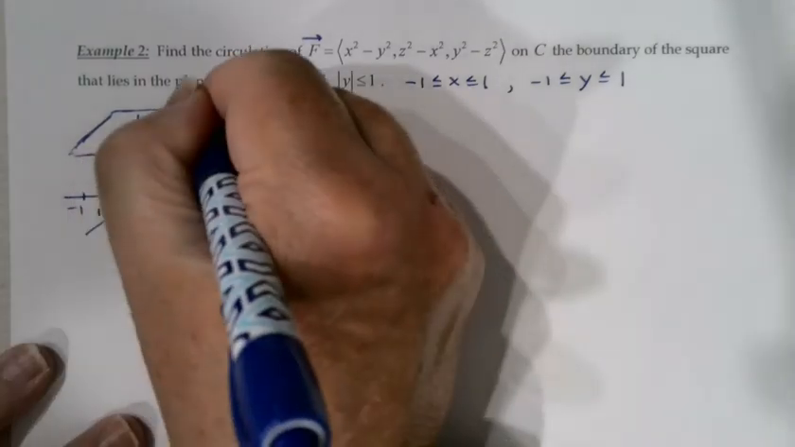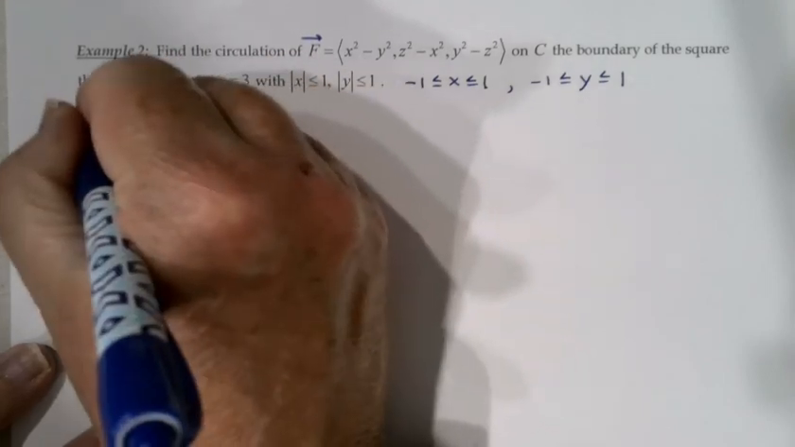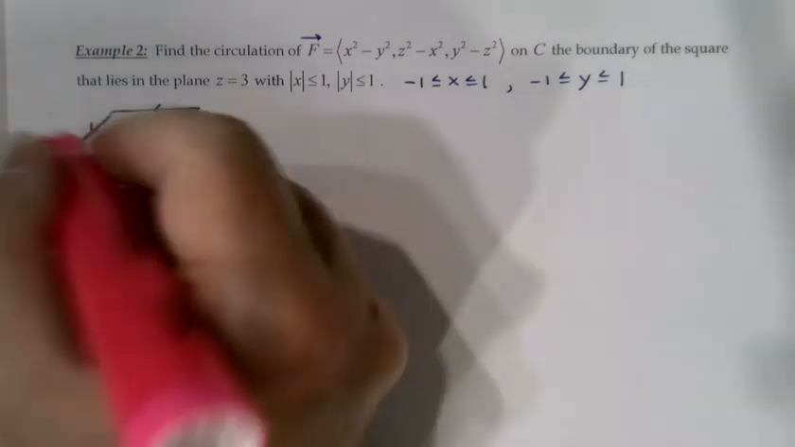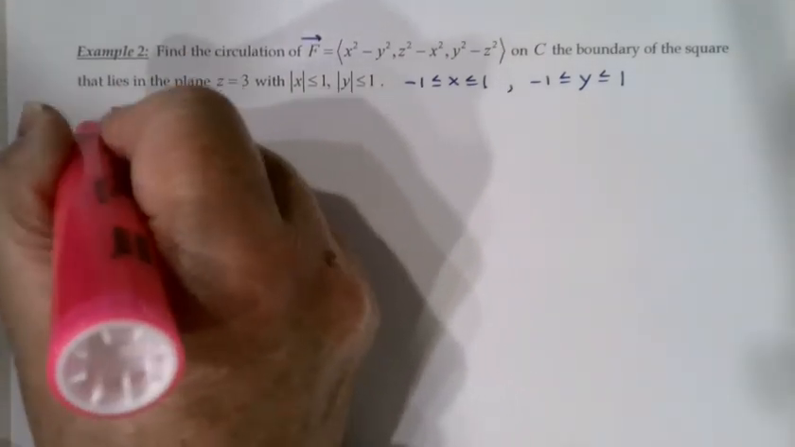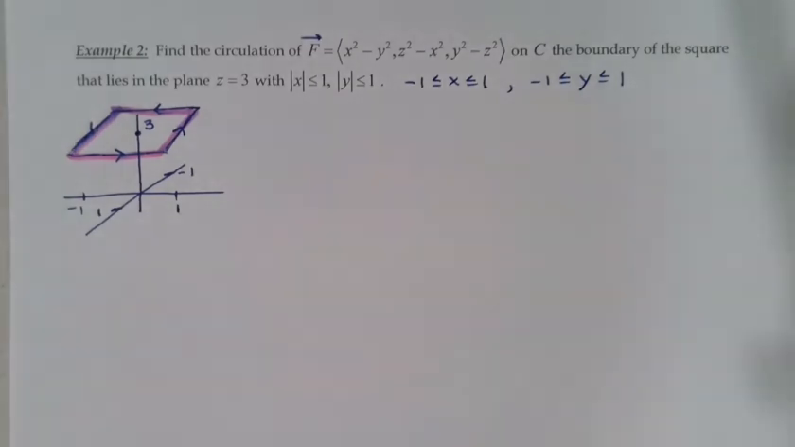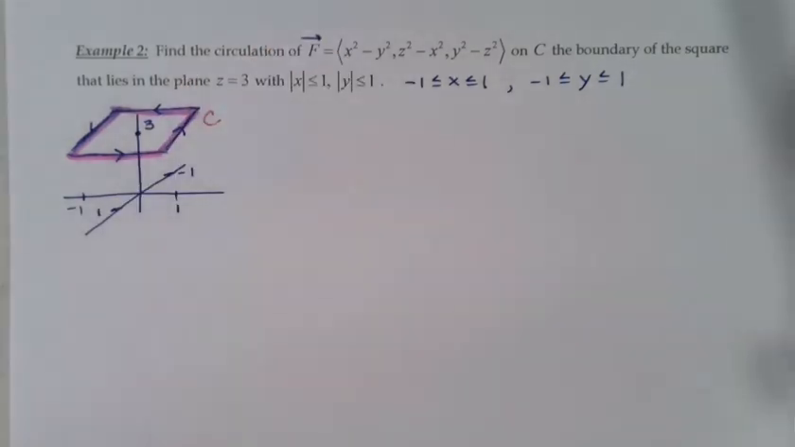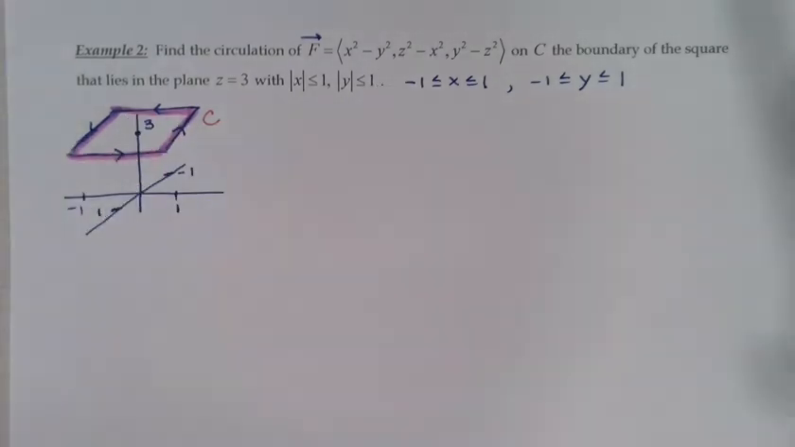We'll assume, again, I sometimes don't remember to say it, but unless I specify otherwise, assume that we're always going counterclockwise. So that would be our path, or our curve C, all up there in the plane z equals 3. And we want the circulation as we go around that path for this vector field. How much help are we getting from that vector field as we go around that path?